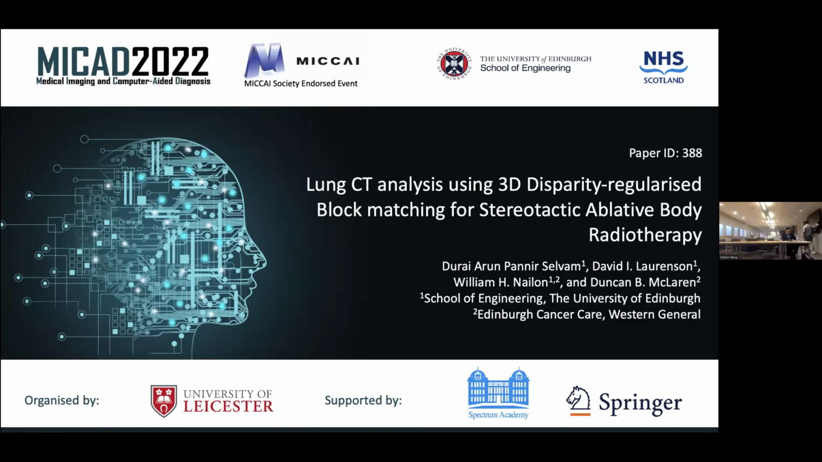Okay. Now let's welcome Arun from the University of Edinburgh and Edinburgh Cancer Care, Western General. His research interest is computer-based diagnosis and instrumentation. He has developed instrumentation prototypes and technologies for biomedical, aerospace, and biotechnological applications. The title of his presentation is Lung CT Analysis Using 3D Disparity Regularized Block Matching for Stereotactic Ablative Body Radiotherapy. Thank you. Thank you very much.